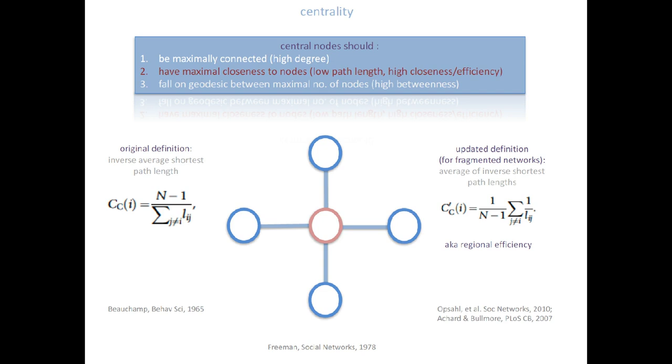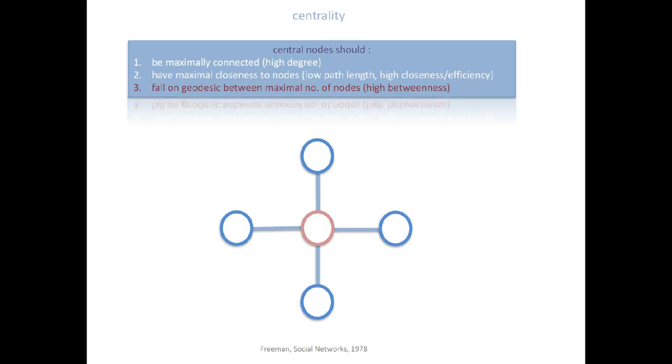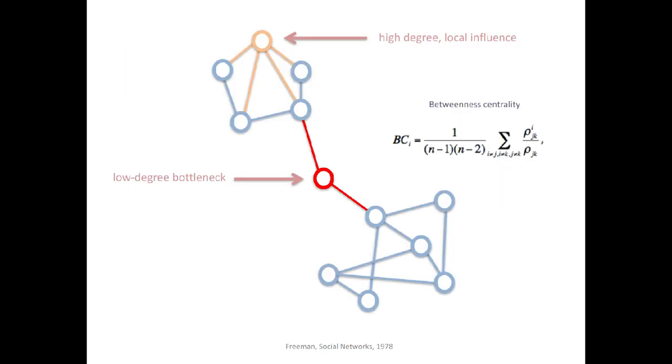So a revised definition that allows you to estimate the property in a fragmented network is to take the average of the inverse shortest path length. So here, we get the average path length, we take the inverse. Here, we get the inverse path lengths, and we take the average and inverse it. And so this definition is equivalent to regional efficiency.